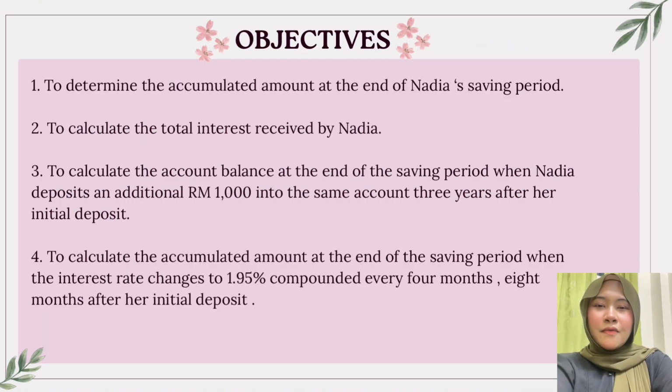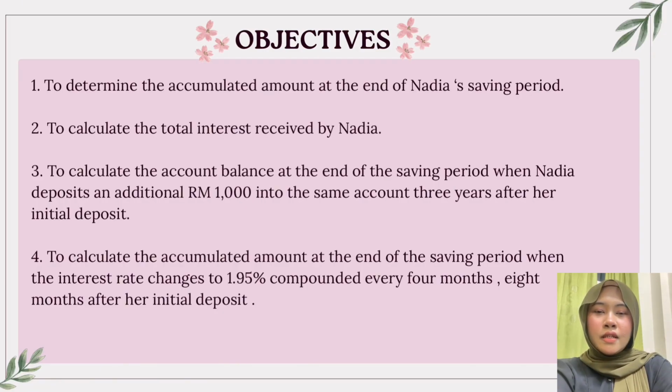Objective we want to achieve. First, to determine the accumulated amount at the end of Nadia's saving period. Second, to calculate the total interest received by Nadia. Third, to calculate the account balance at the end of the saving period when Nadia deposits an additional RM1,000 into the same account 3 years after her initial deposit. The last one is to calculate the accumulated amount at the end of the saving period when the interest rate changes to 1.95% compounded every 4 months, 8 months after her initial deposit.